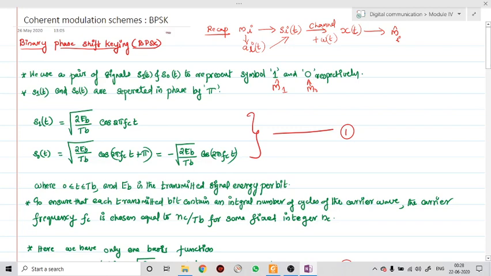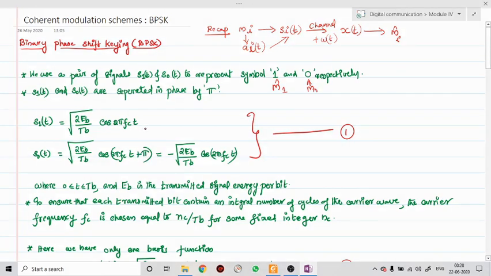Now how am I going to transmit these symbols? To transmit M1, I'll be sending a high frequency signal, S1 of t. To transmit M0, I'll be sending a high frequency signal, S0 of t. Both are shifted in phase by pi. This is root 2 EB/TB cos 2 pi FCT. Here same, but cos 2 pi FCT plus pi. So the information is contained in the phase of the carrier signal.